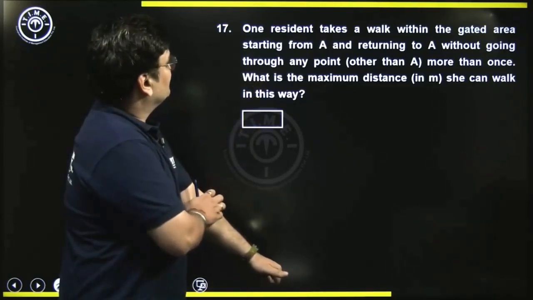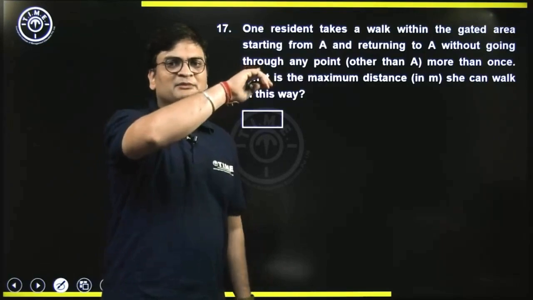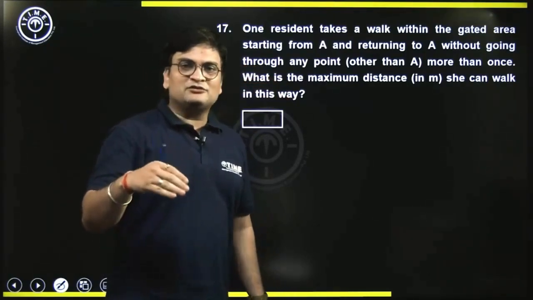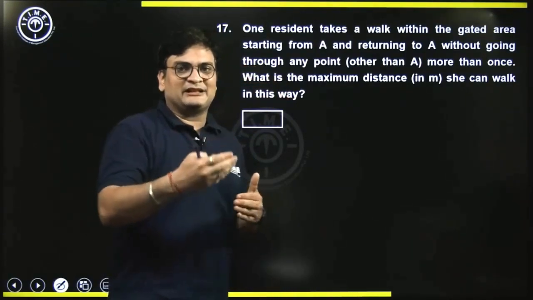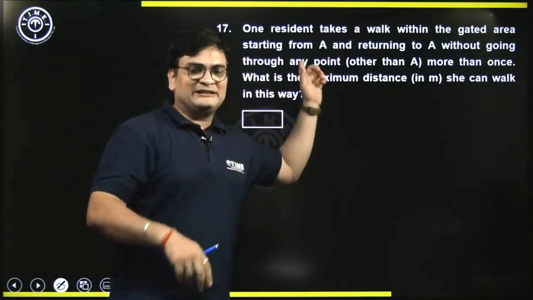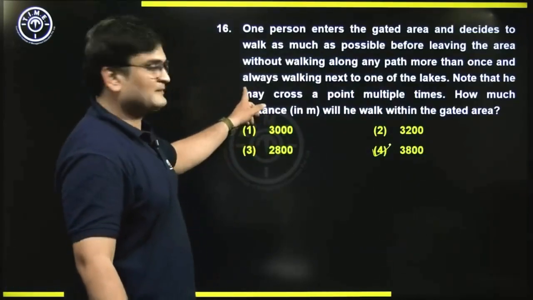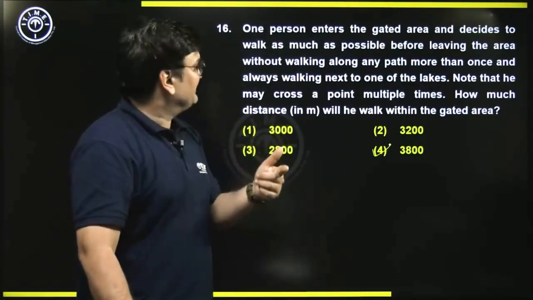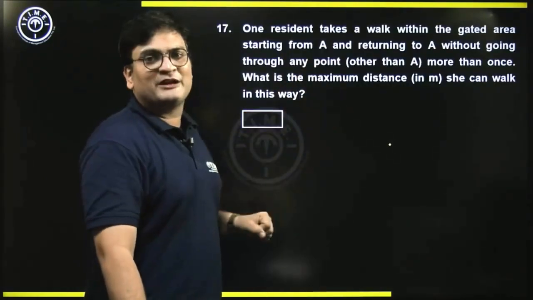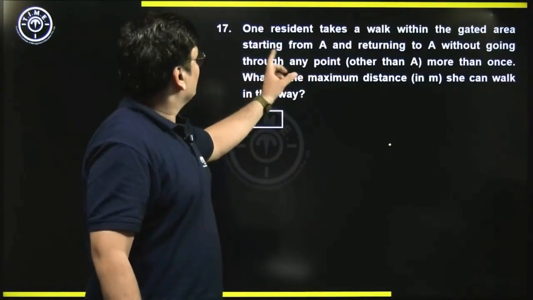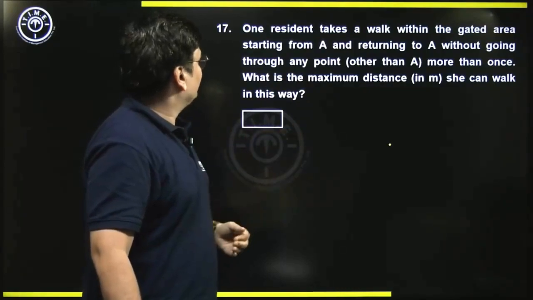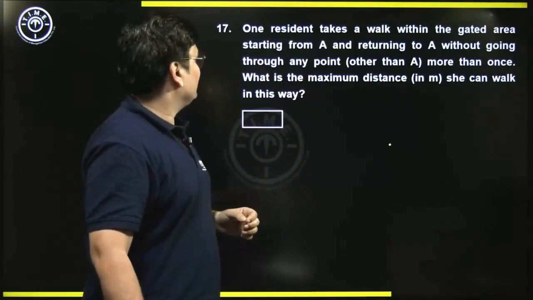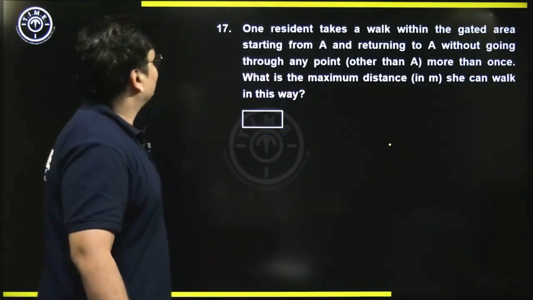point more than once. Please remember the previous condition was without crossing a path twice. We could cross points multiple times in the previous question. In this question, a point can be crossed multiple times, but here even that is to be avoided. So we cannot go through any point multiple times. What is the maximum distance that she can travel this way?